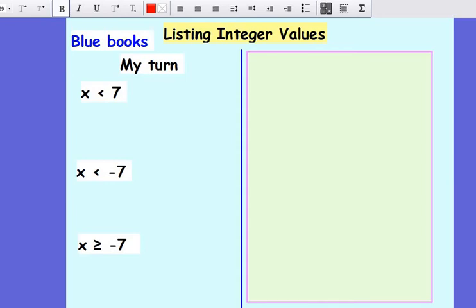Okay, so for listing integer values, we want to list all the numbers that are less than 7, for x is less than 7. So this is going to look like 6, 5, 4, 3, etc. We put ... to include all the numbers that would carry on with that sequence. So 6, 5, 4, 3, ... We cannot include 7 because we haven't got a less than or equal sign, we've just got a less than sign.